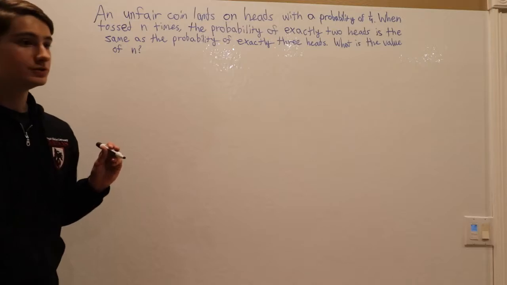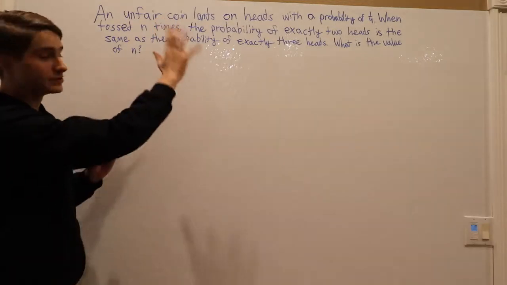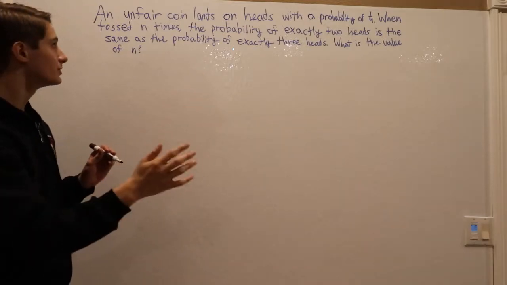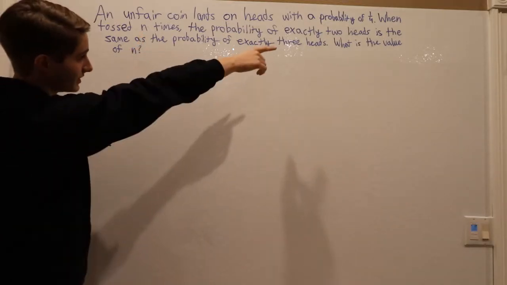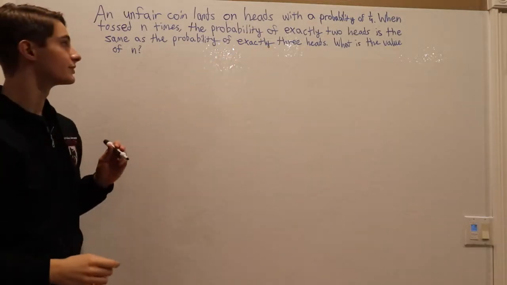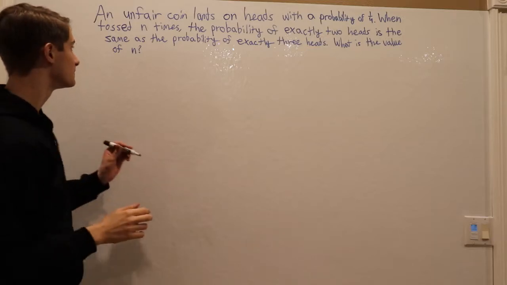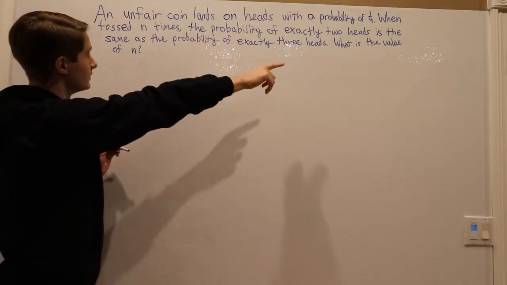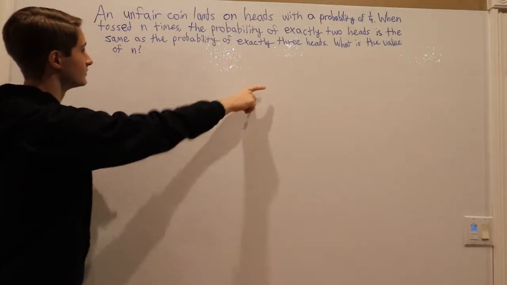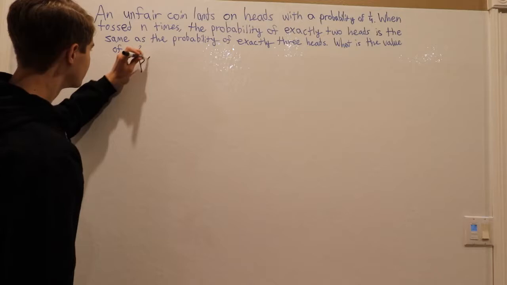Now, those of you who have taken statistics might recognize this situation as a binomial distribution, where we have n Bernoulli trials with a success probability of 1/4. But if you haven't taken statistics, don't worry, we can still go through this problem. To do this, we need to figure out the probability of 2 heads and the probability of 3 heads when we toss this coin n times. So let's think about that.